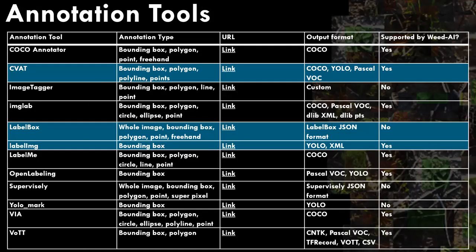But there are a lot available. I tend to use LabelImg, but that does require some command line and terminal and a bit of coding experience, I guess. Whereas Computer Vision Annotation Tool is an online website. You can just upload your images to it and use the tool as you need.